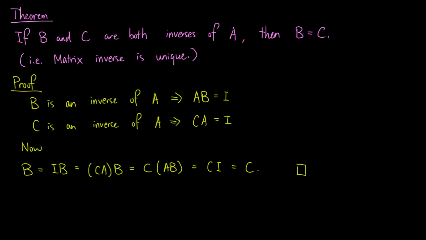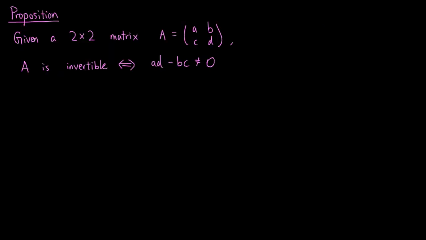Now, we haven't yet talked about the conditions for a matrix to be invertible, and in that case, the method for computing an inverse. The next result will cover the 2x2 case. Suppose we are given a 2x2 matrix A, which has the entries a, b, c, d. Then A is invertible if and only if a times d minus b times c is non-zero. In this case, the inverse of A equals 1 over a times d minus b times c times the matrix d, -b, -c, and a.